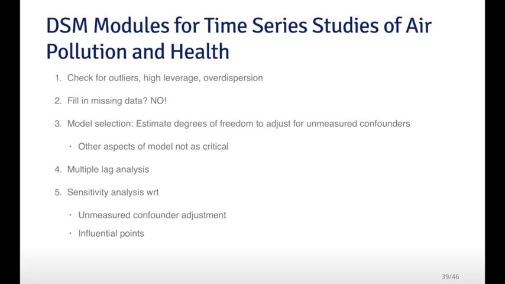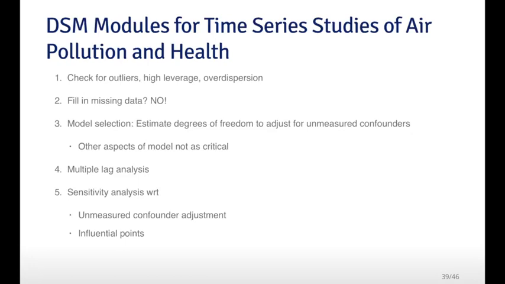Other aspects of the model tend not to be that important. Whether you adjust for temperature and weather, it doesn't really matter how you do that. There are other things that you're typically interested in: multiple lag analysis and sensitivity analysis. You can select a model here, but if you move the model back and forth a little bit, does your association change dramatically? Those are the typical things that you want to see in this kind of analysis. And when I review one paper a month of a time series study, these are the things that I always ask for.